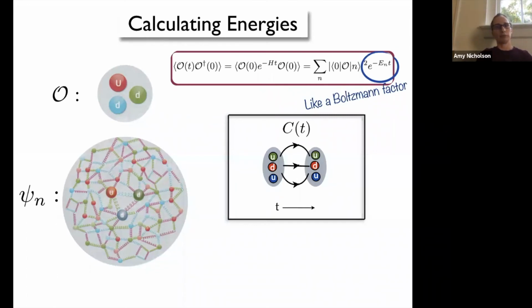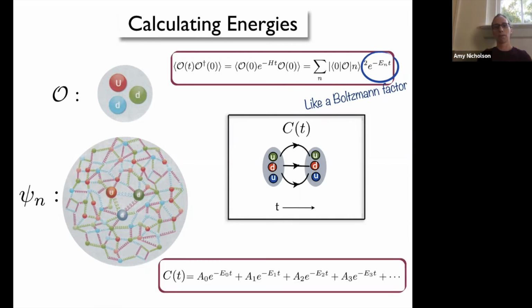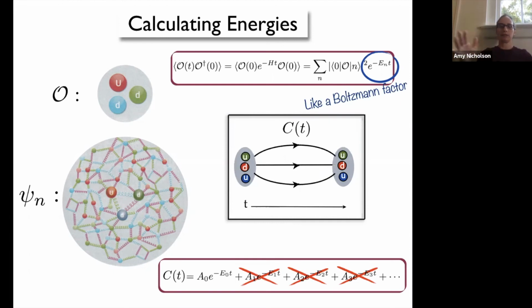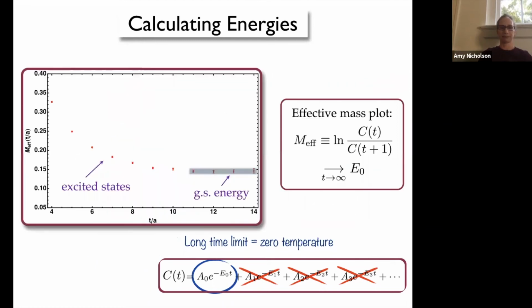This looks a lot like a Boltzmann factor. This looks like a partition function, except that it has these funny coefficients out front, but we can interpret it like a partition function. And we can think about taking the long time limit. So as we go to long time, that's like going to zero temperature. And as you go to larger and larger times, all of the heavier states are going to die off. And eventually you're left with just the ground state. So you can think of the long time limit as like the zero temperature limit. And this is how we extract these energies.